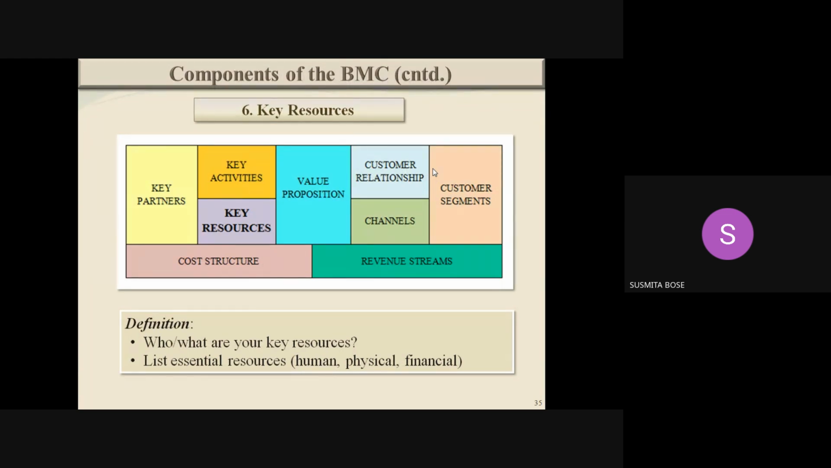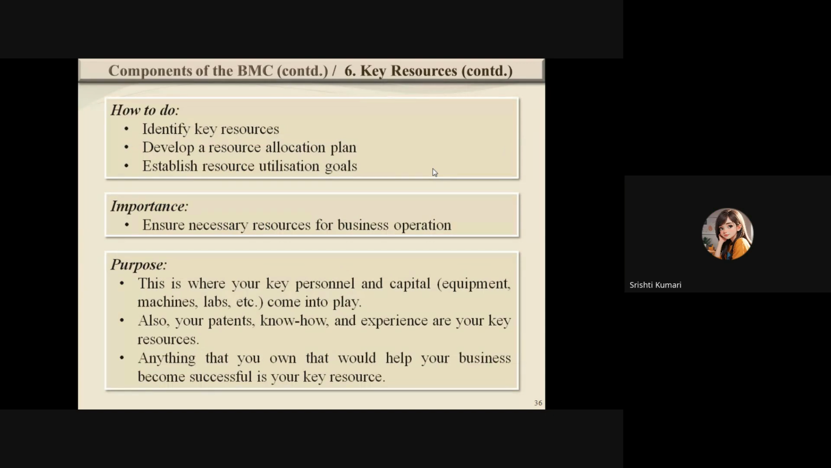Next is key resources. It defines who or what are your key resources. Human, physical, financial, these are the essential resources. You have to develop a resource allocation plan, and you have to make resource utilization goals. First, you have to identify the key resources. Then you have to make the resource allocation plan. Then you have to plan how to utilize those resources at the optimal level.